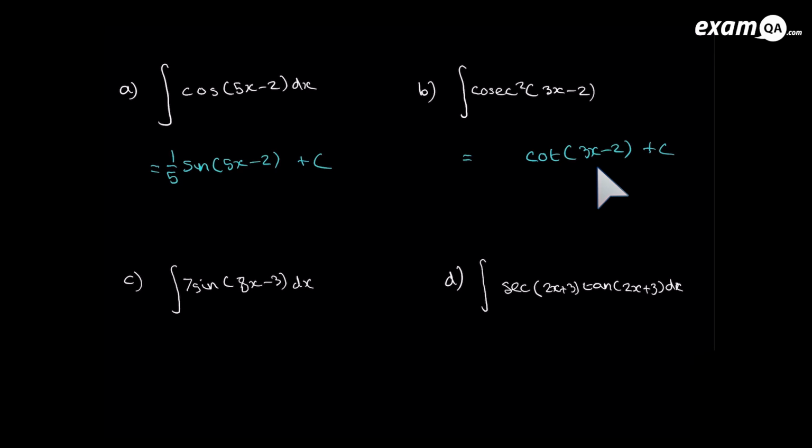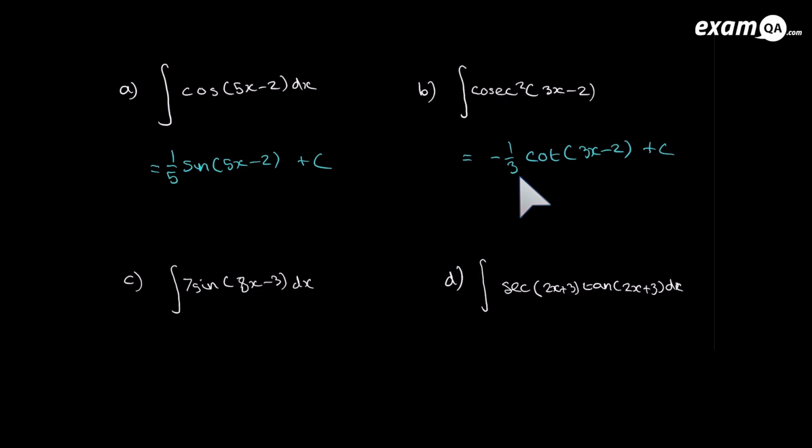Okay, so if you differentiate this, you get minus 3 cosec squared (3x - 2). So you're getting an extra minus, which is not there, and an extra 3, which is also not there in the question. So it's not differentiating perfectly back to the question because of that extra minus 3. But we can adjust that by putting a minus on and putting a third on to get rid of the 3. Now if you differentiate it, it goes perfectly back to the question. So we're good on this question too.